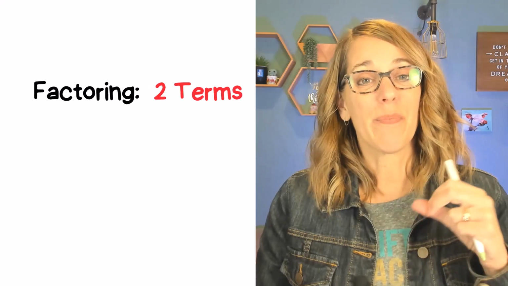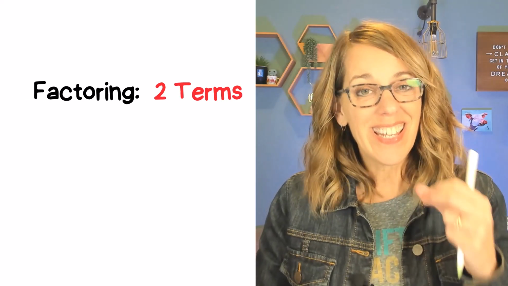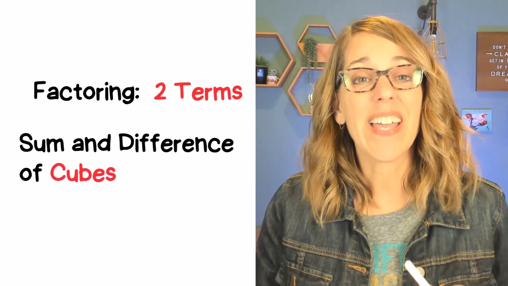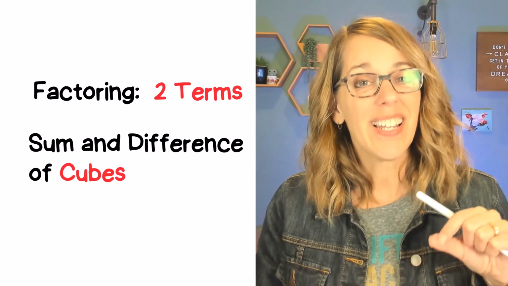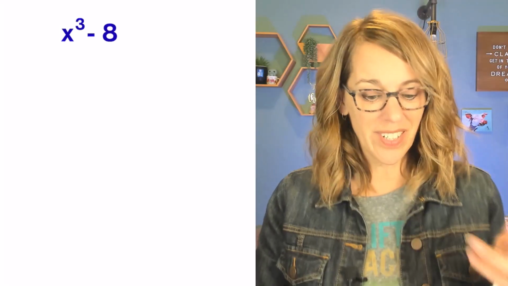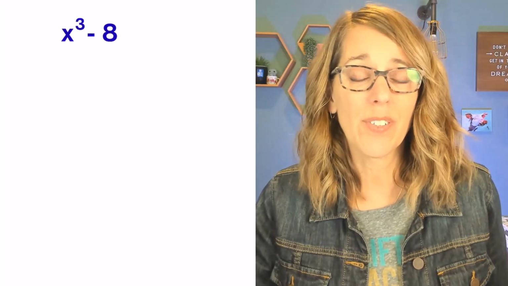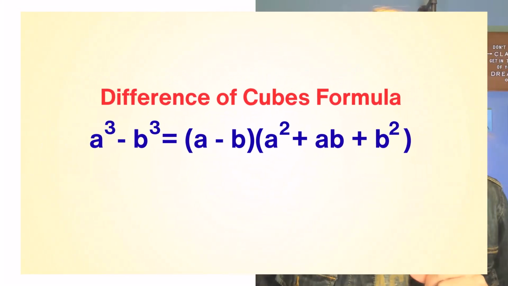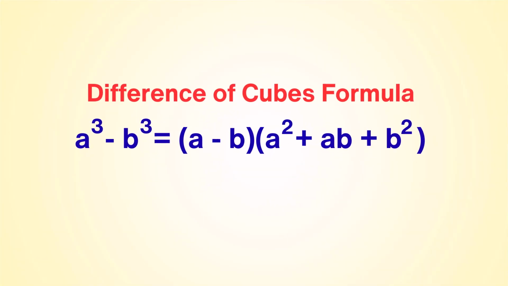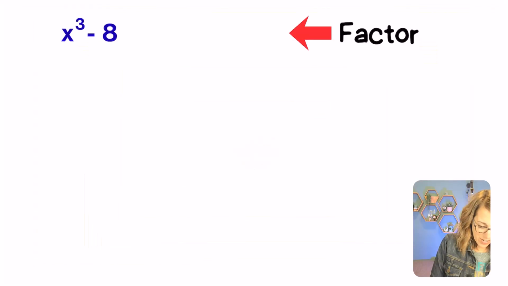We're going to look at another example of factoring two terms, and in this case we're going to be factoring the sum and difference of cubes like we've got in this example. So in this example you can see that x is cubed, 8 is 2 cubed, so we're going to use a formula for the difference of cubes. All we need to do is to figure out what our values of a and b are. Let me go ahead and write that formula down underneath this example so we are ready to go.